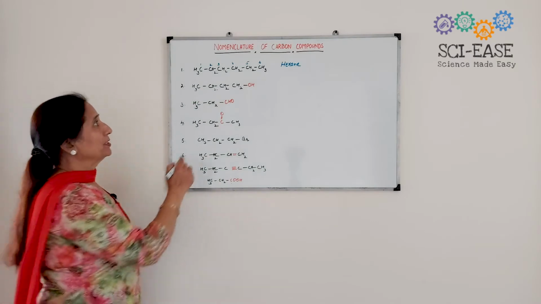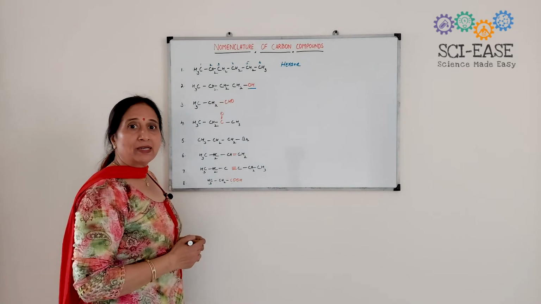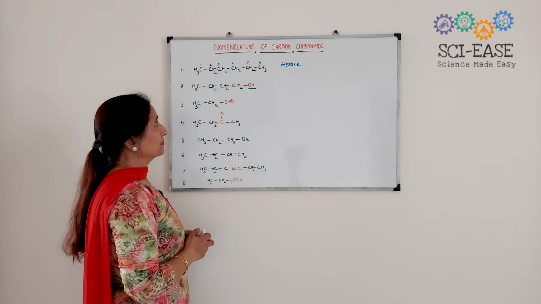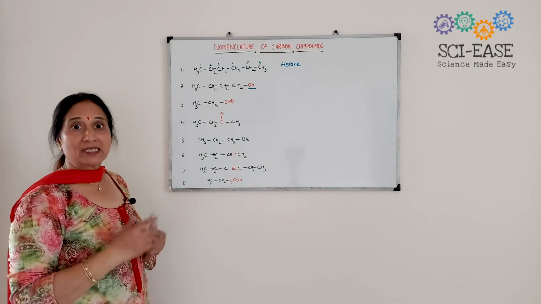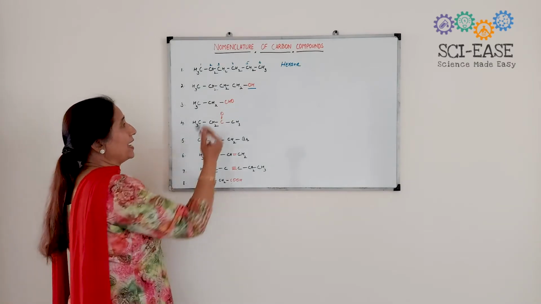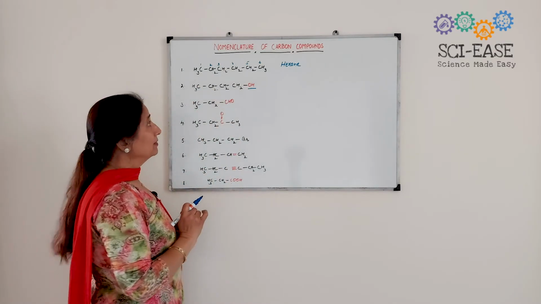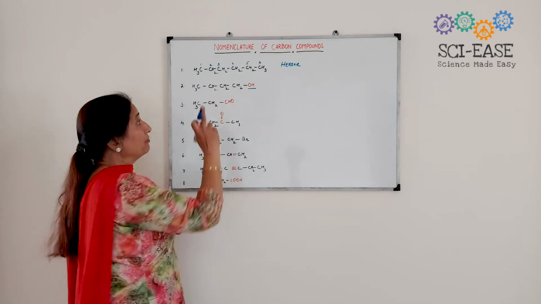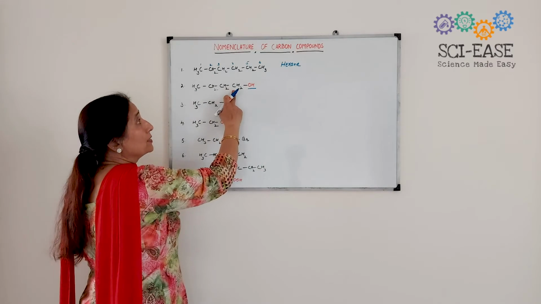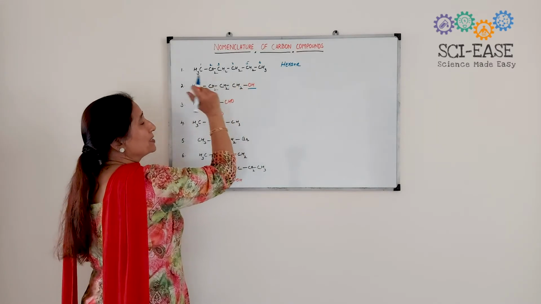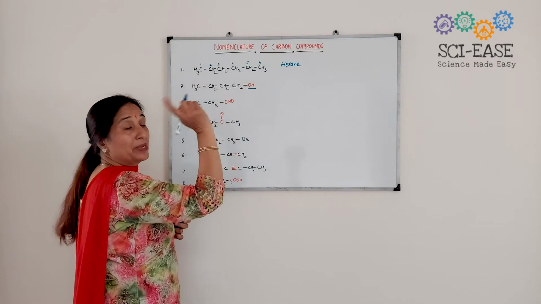Now the next example. First identify the functional group present here. Here it is OH. The suffix used is -ol. It's an alcohol. And now identify the carbon chain. And mind it that we are to start the numbering from where the group is attached. The functional group should get the minimum number.